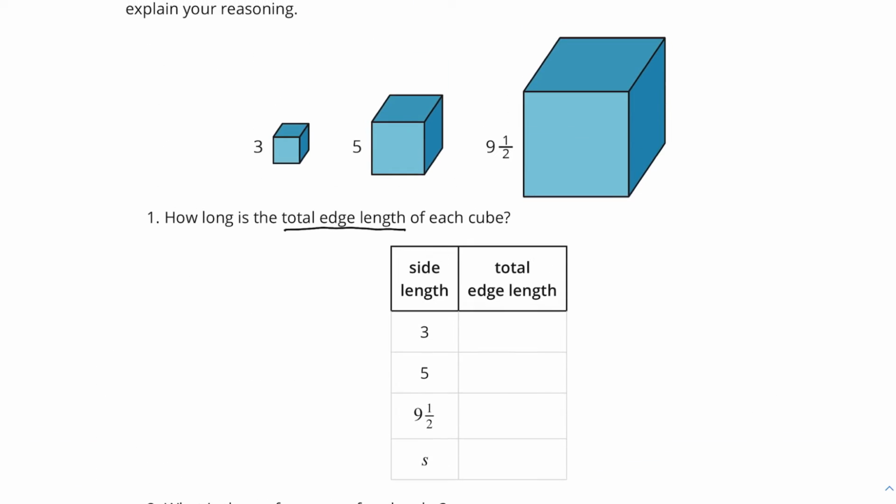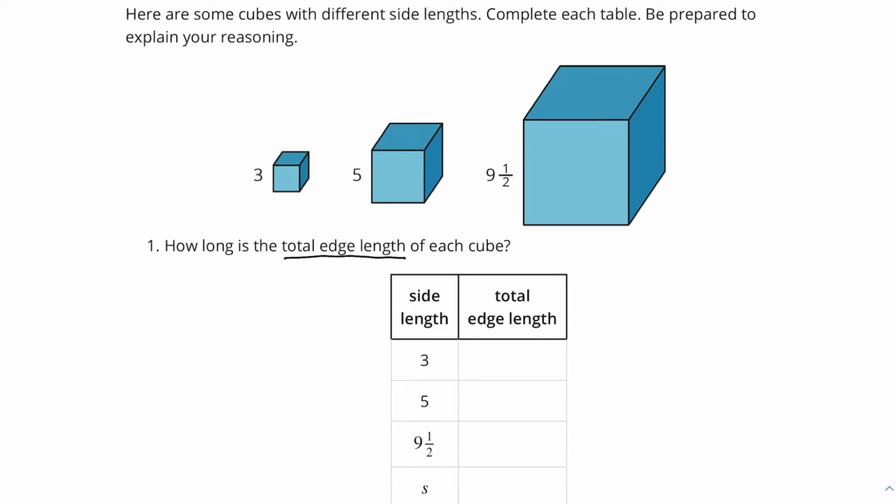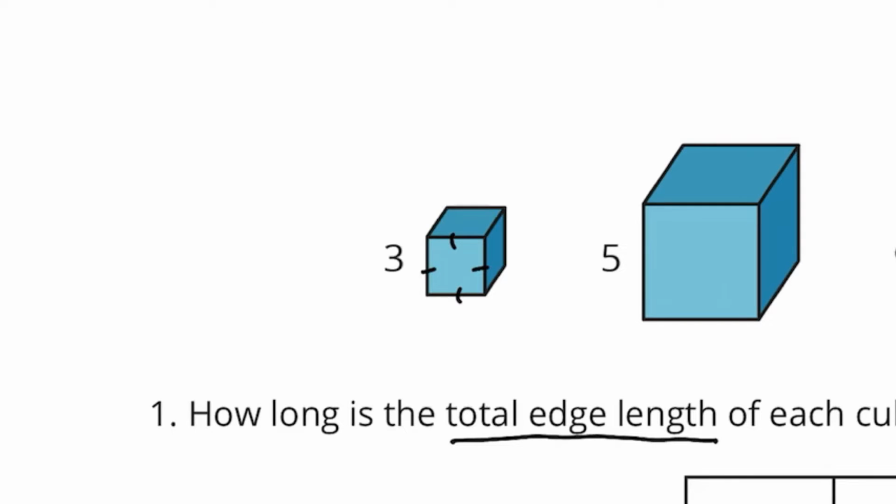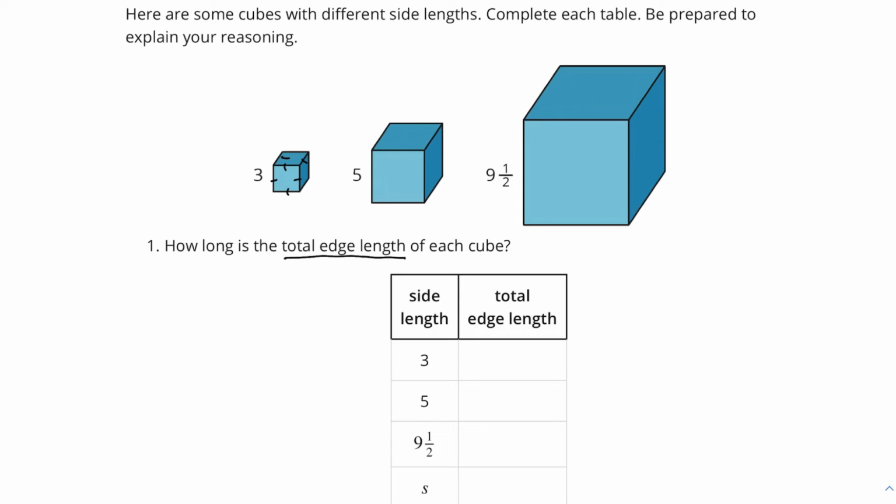Okay, so we're going to look at total edge length first. Now we think, how many edges does a cube have? Well, if I think about this first, we've got 1, 2, 3, 4 edges on the front side, 1, 2, 3, 4 going around, and then 4 on the back. So that's a total of 12. So there are 12 edges. I'm going to write that down. 12 edges on a cube.